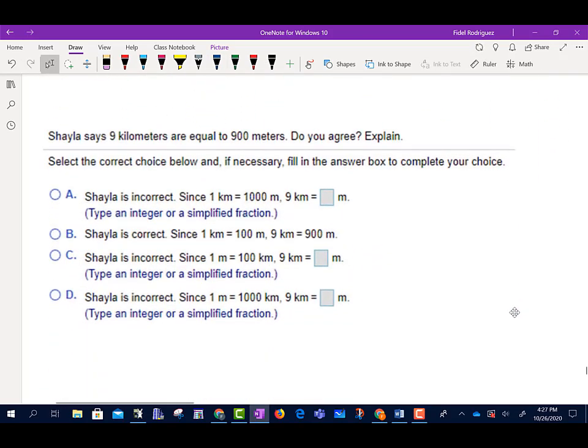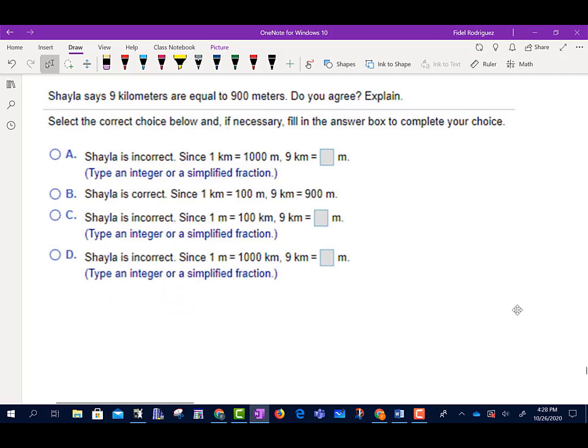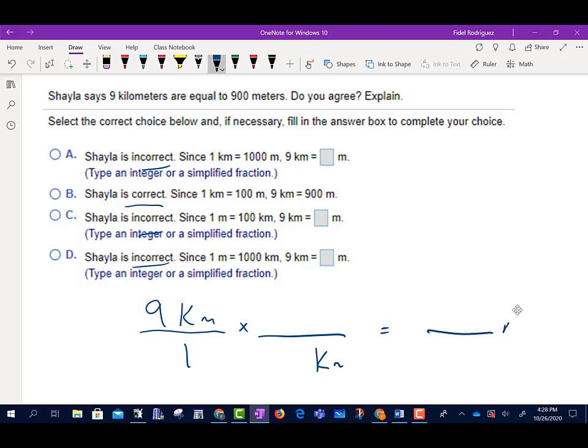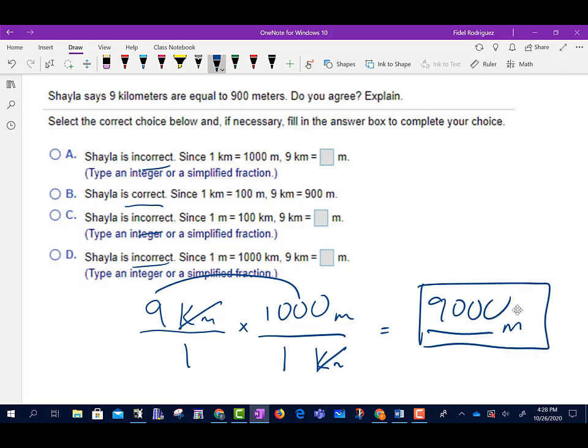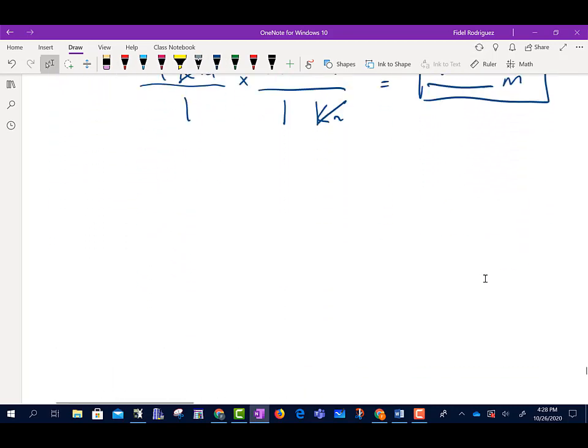Okay. So the next problem says, Shayla says 9 kilometers are equal to 900 meters. Do we agree? So either she's correct or she's going to be incorrect. Okay. So 9 kilometers. Remember, a kilometer is 1,000 meters. So if I was going to convert this into meters, 1 kilometer is 1,000 meters. So these are going to cancel. 9 times 1,000 would be actually 9,000. So my answer here would be A, and you were going to fill in the number 9,000 meters, right? So Shayla is incorrect. She was missing a 0. She was putting 900, and the answer is 9,000. Okay. And that was 13.1.